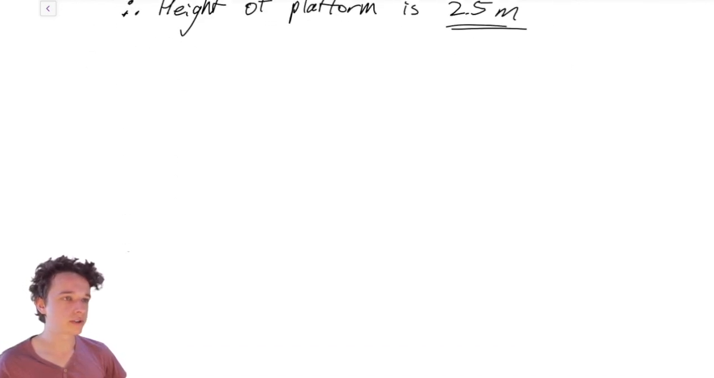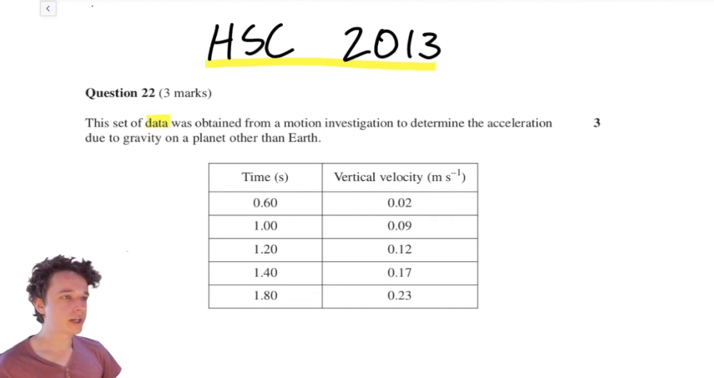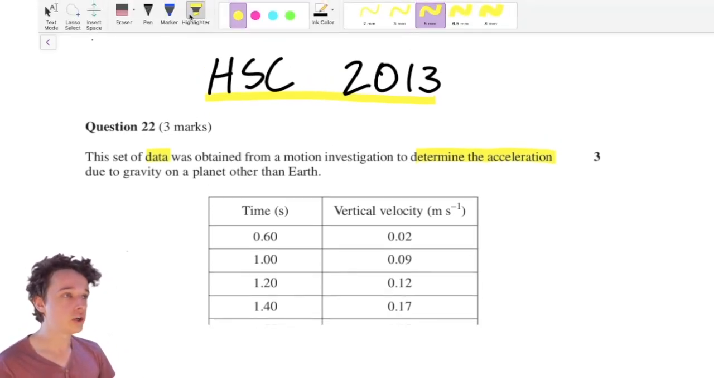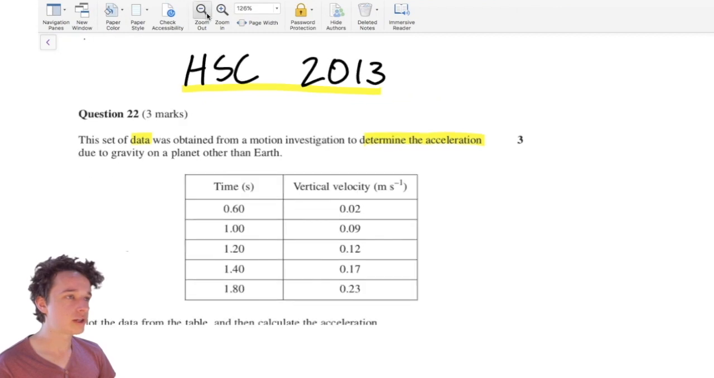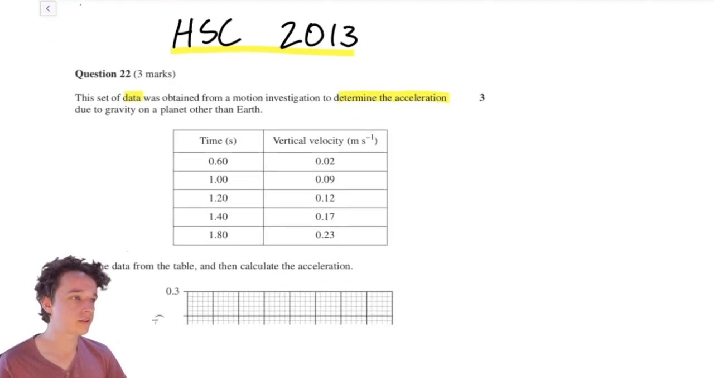All right, next question. The set of data was obtained from a motion investigation to determine the acceleration. So we're not given the acceleration, we're not assuming the acceleration, we're determining the acceleration, we're trying to find a value for the acceleration.